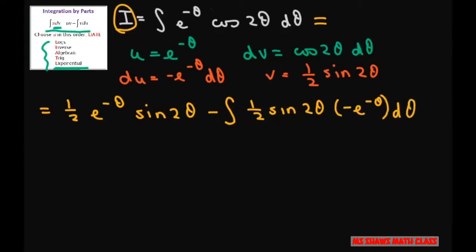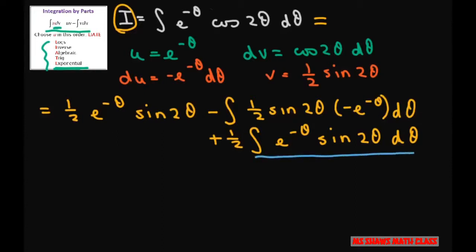All right, now let's straighten this part up. So we have 2 negatives, so this will be plus, and I'm going to pull this 1/2 out. So what I'm going to get is e to the negative theta sine of 2 theta d theta. Now, we're going to have to do this again, so we're dealing with just this piece here.